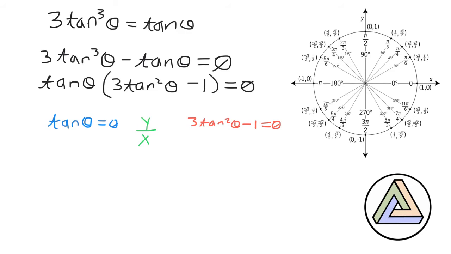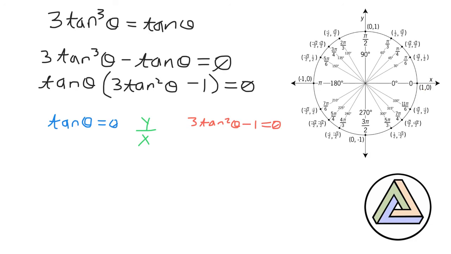Anyway, if we're going to recognize that tan corresponds with the y-coordinate over the x-coordinate, well, the only y over x ordered pair that would result in a 0 is, let's see.